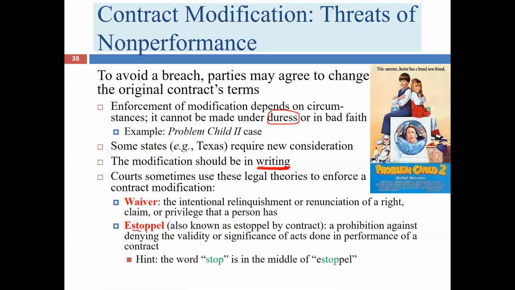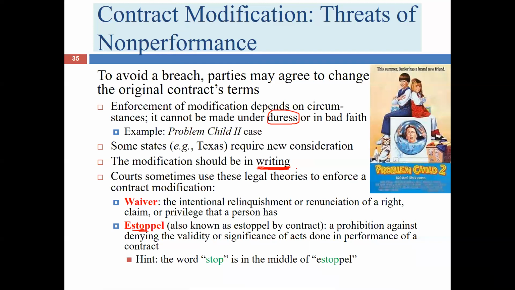Whenever you see the word estoppel, look for the middle word in here. The word stop is in the middle of estoppel. And we also call this estoppel by contract. A prohibition against denying the validity or significance of acts done in performance of a contract. So when one side goes ahead and honors the contract modifications, so party A honors the contract modifications and party B doesn't say anything, and then after the fact goes, oh, wait a second, that contract modification really wasn't good, that's when the courts will be like, wait a second, you could have stopped this, you chose not to, so we're going to stop you from complaining about it.